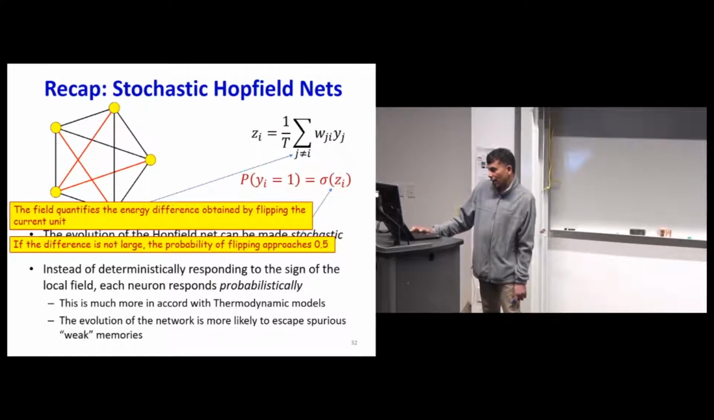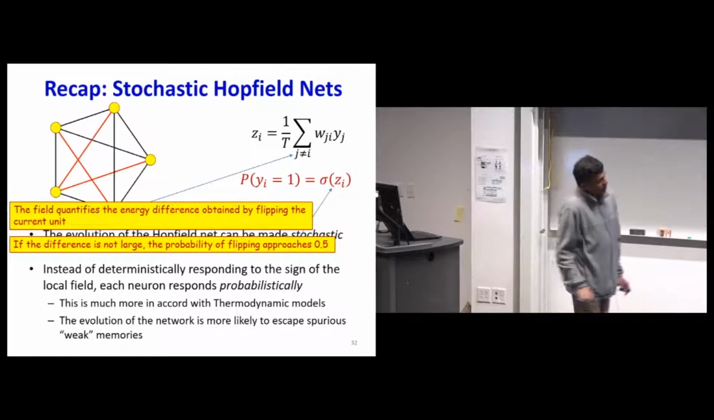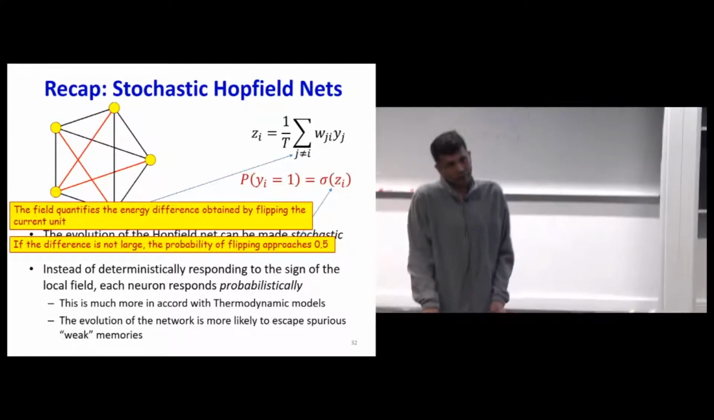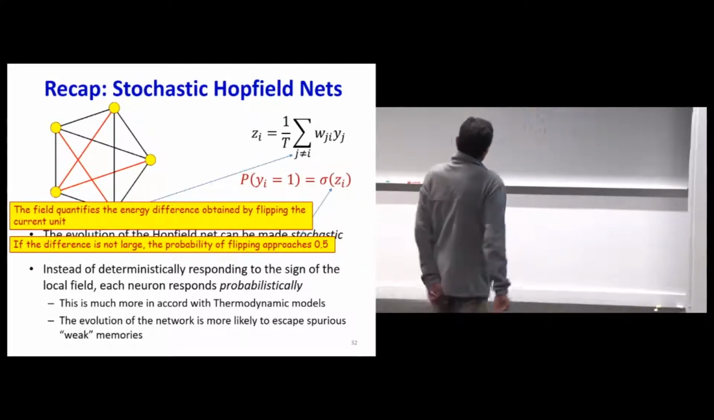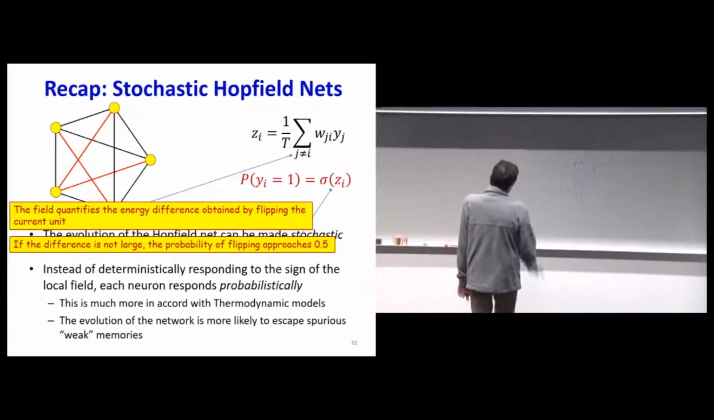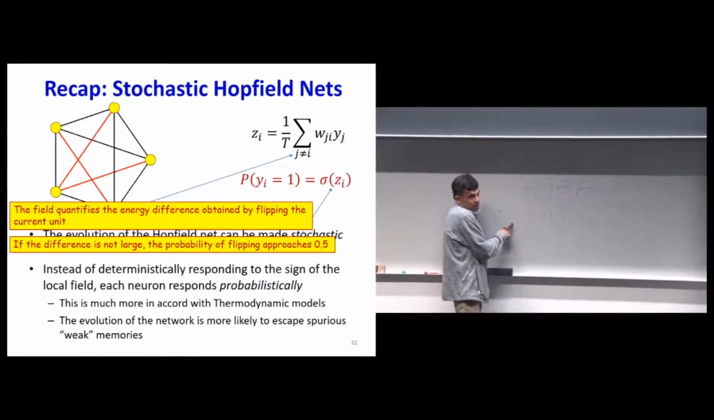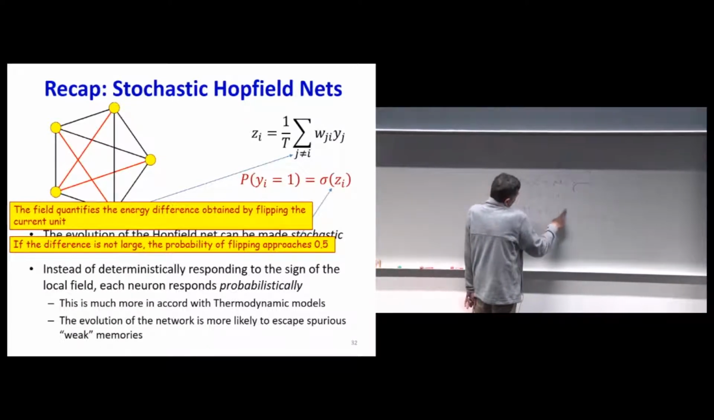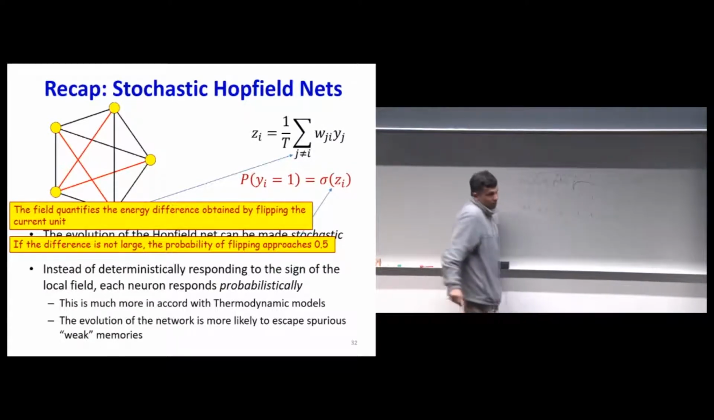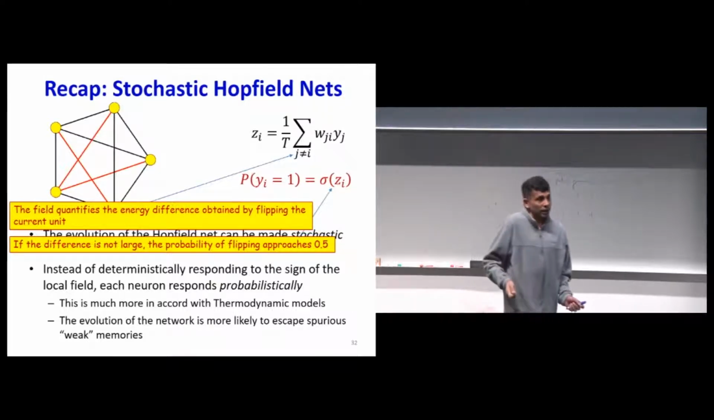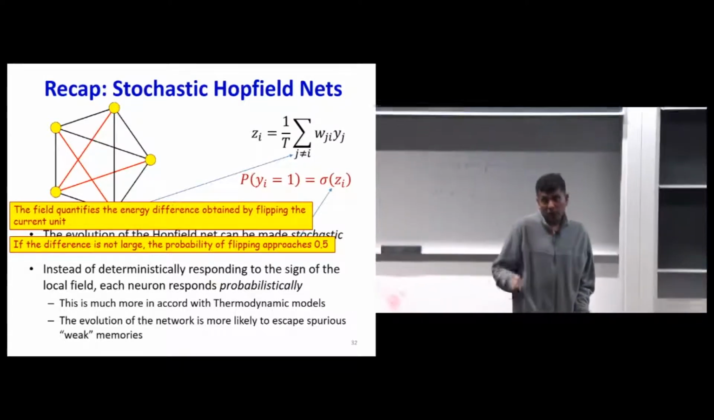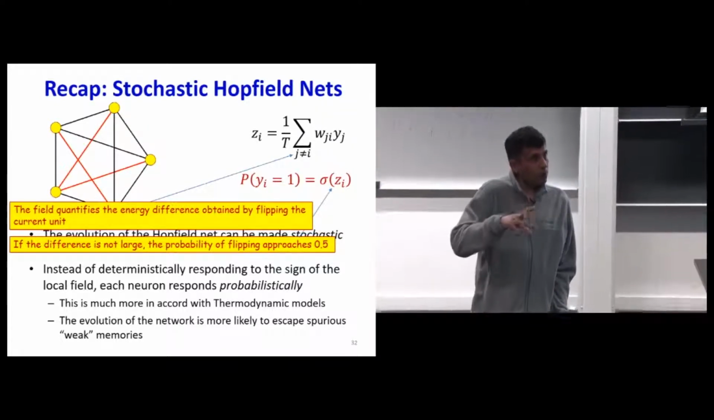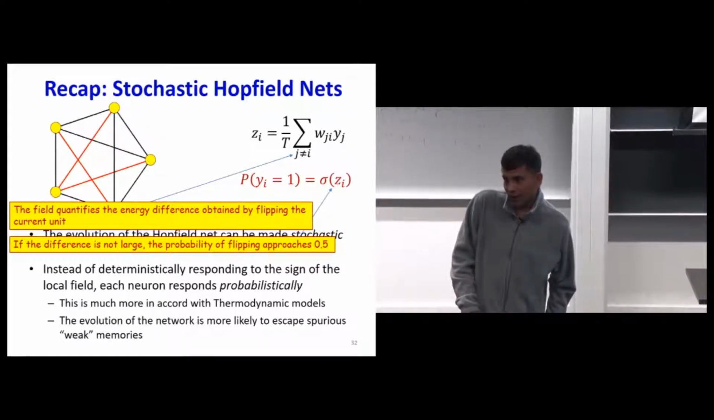If the difference is not large, then the probability of flipping a bit approaches 0.5. So if the difference in energy between this configuration and this configuration is effectively 0, the difference in the fields at this neuron for these two configurations is 0, then it doesn't matter what the value of that neuron is. The overall energy of the system is going to be the same. And so now the probability of flipping the bit is going to become 0.5.